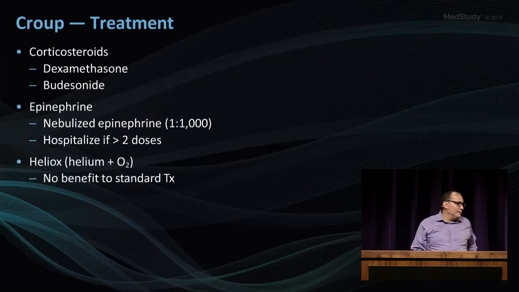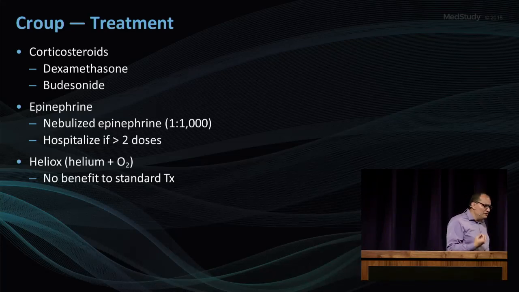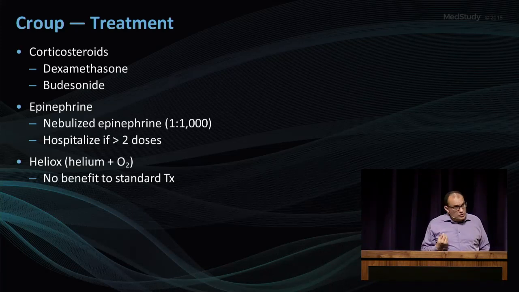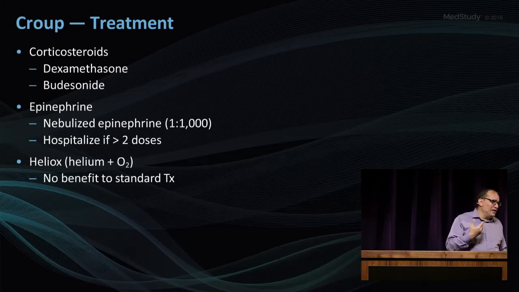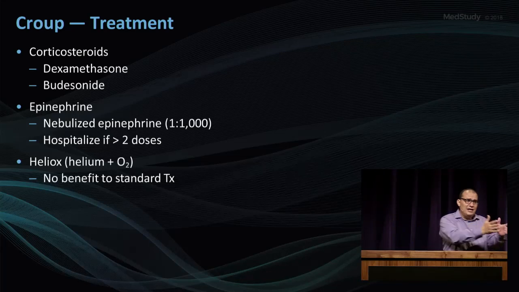Now, it's viral-induced inflammation. You can give them a dose of dexamethasone, PO or IV or IM, one dose. You could give them budesonide, sometimes up to 2 milligrams once as inhaled steroids. Anti-inflammatories like dexamethasone or inhaled steroids could help.